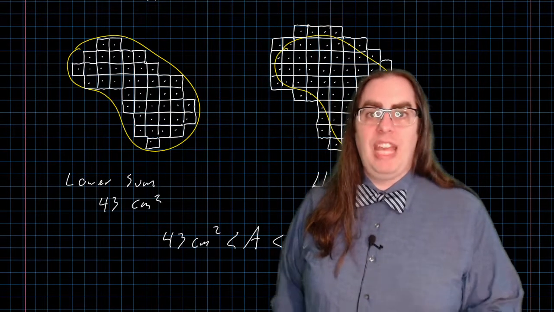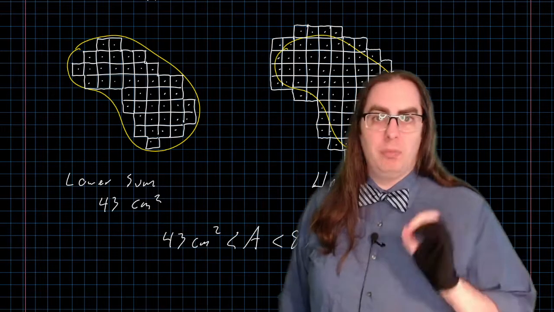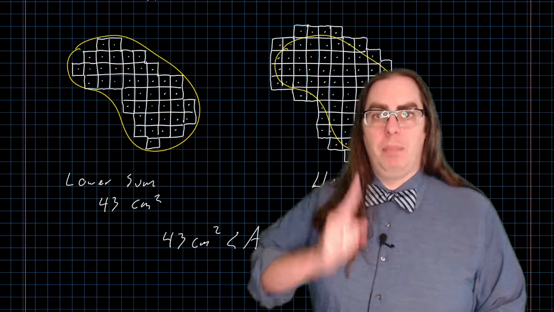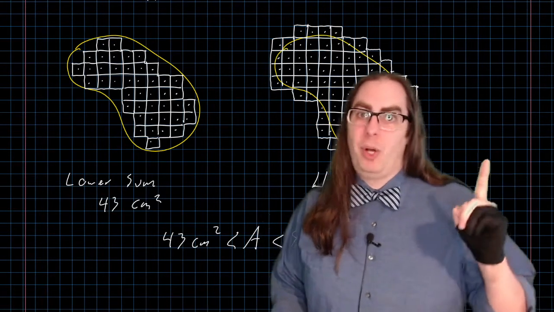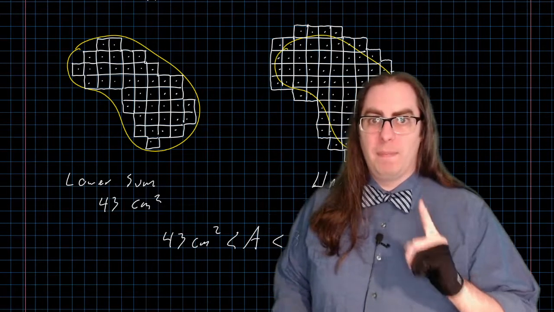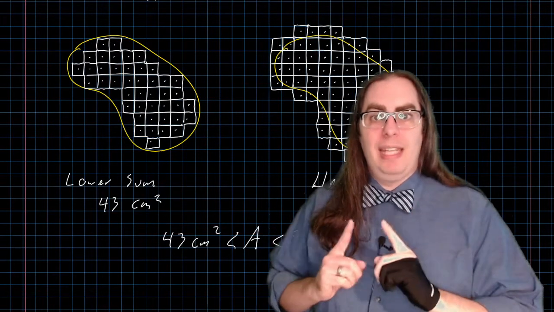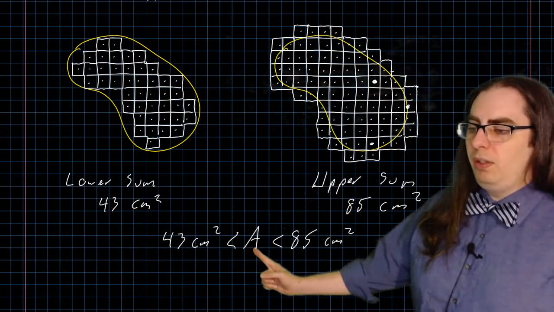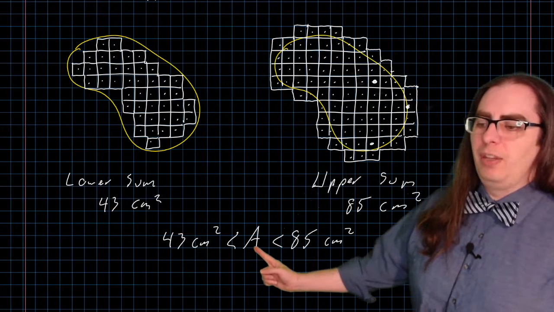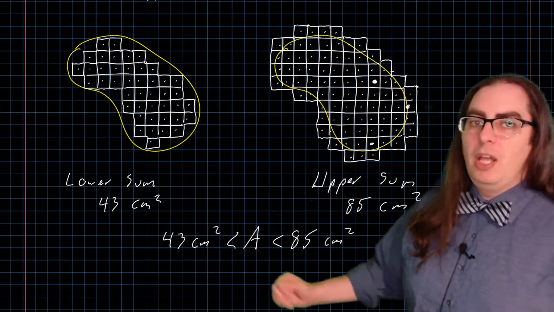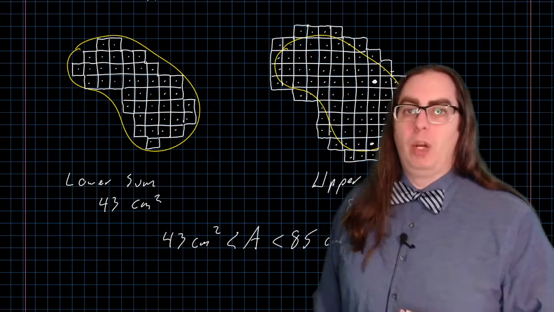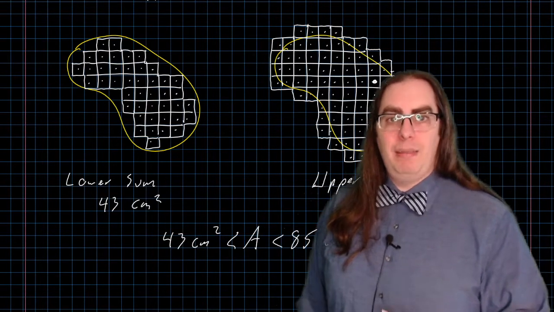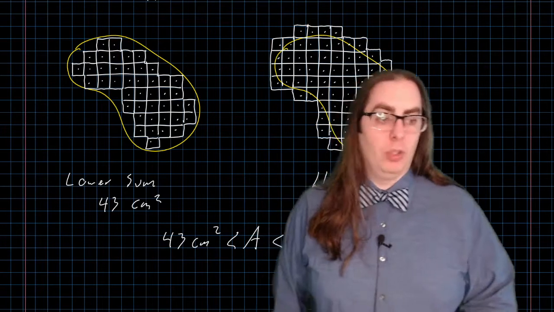And what if I just kept dividing this into smaller and smaller regions so that my lower sum got bigger and bigger and bigger, and my upper sum got smaller and smaller and smaller? Eventually, they would meet in the middle. In the middle is the area of the figure that I'm looking for. This is the squeeze theorem that we talked about when we introduced the idea of limits back in the beginning of the course.